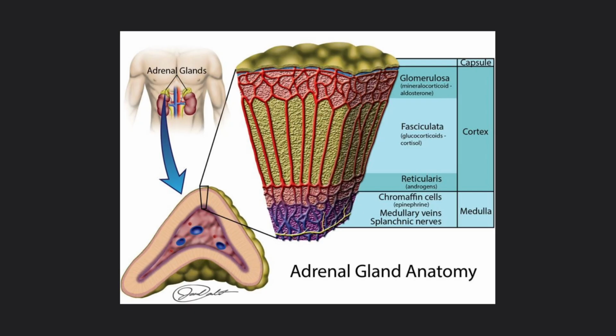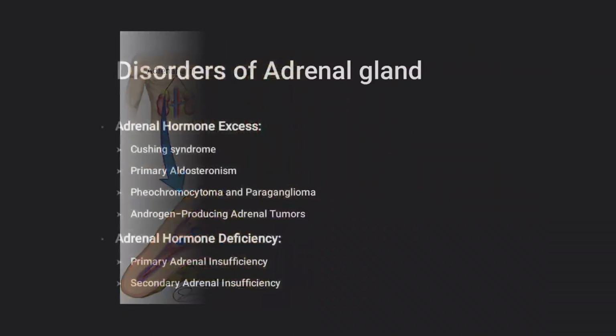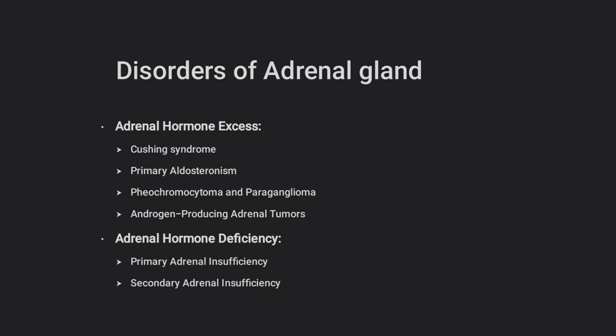You can see the innermost is the medulla and the outer side is the cortex, and each layer secretes its own type of hormone. Moving on to the disorders of the adrenal gland. As we used to classify the types of diseases in the glands in general, we always have two types: either the hormone is excessively secreted, or there's a deficiency of the hormone.